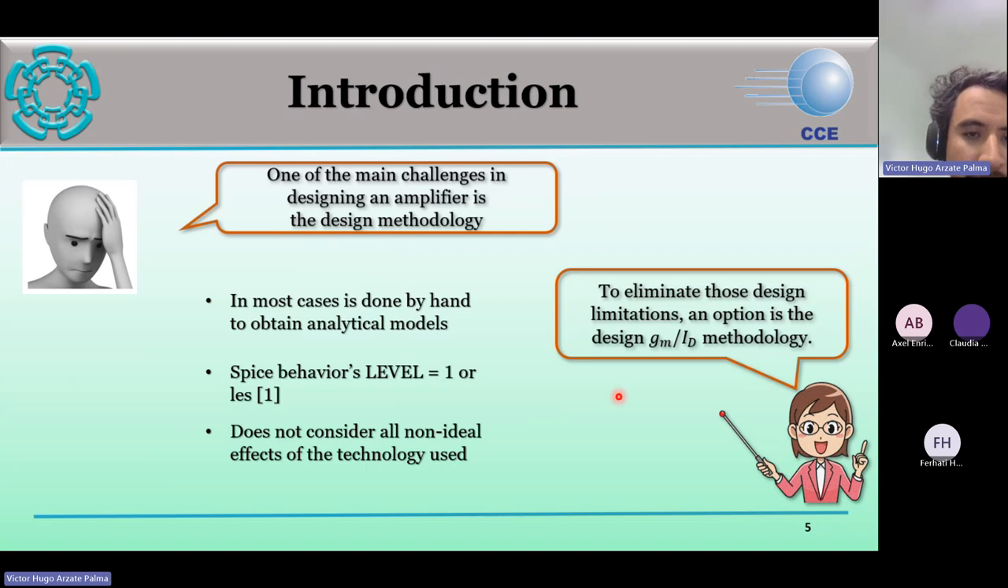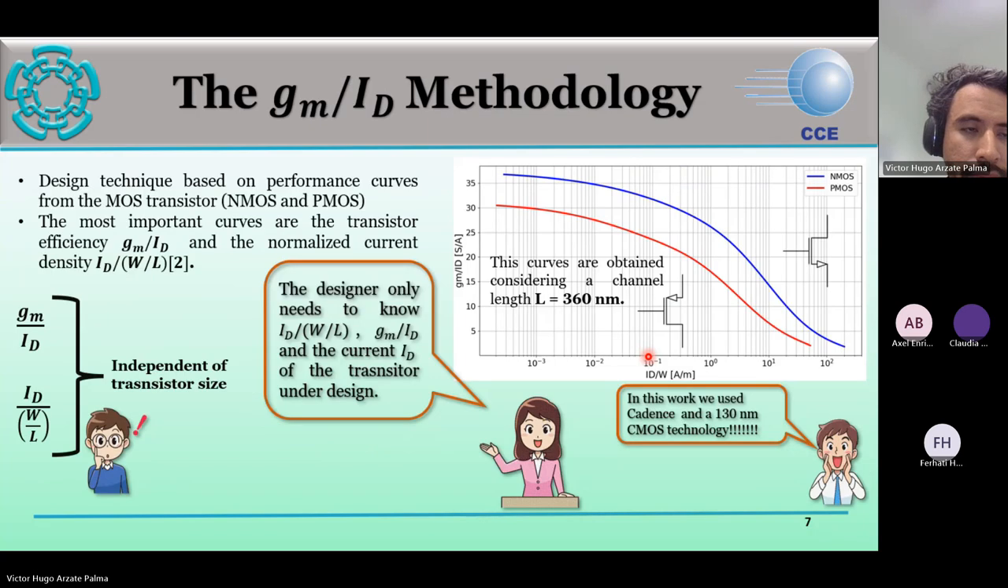To eliminate those design limitations, one of the state-of-the-art options is the gm over ID methodology. The gm over ID methodology is a design technique based on the performance curves of the MOS transistors, the NMOS and the PMOS. The most important curves are the transistor efficiency, gm over ID, and the normalized current density. These two expressions are independent of the transistor size.